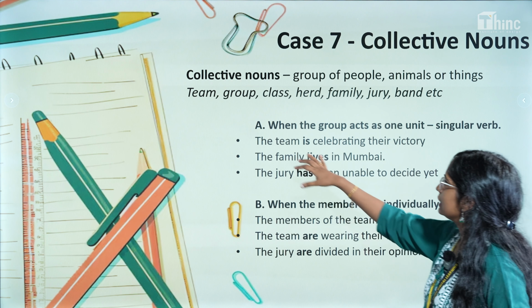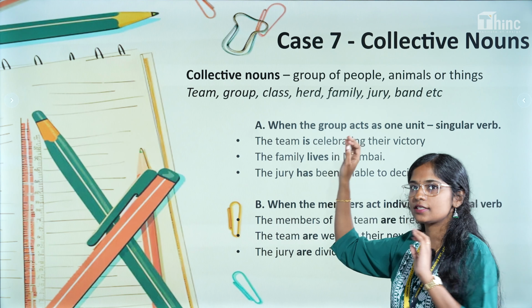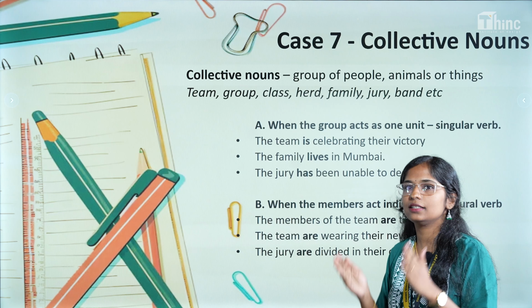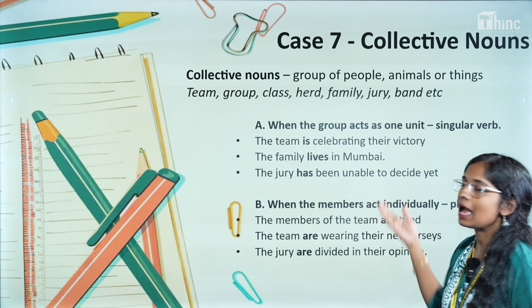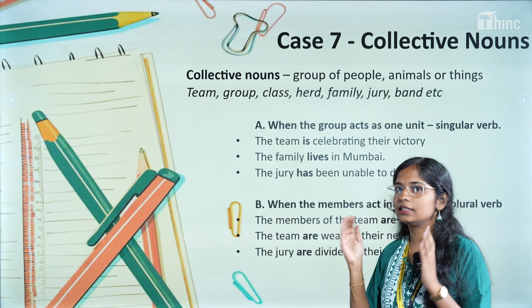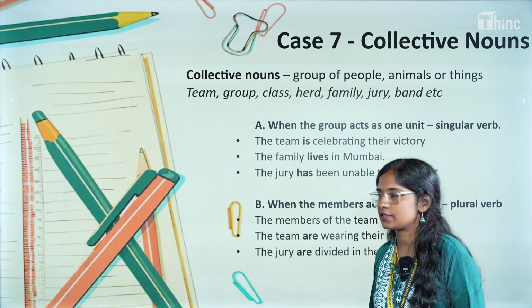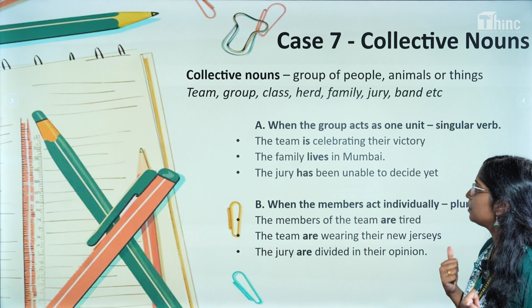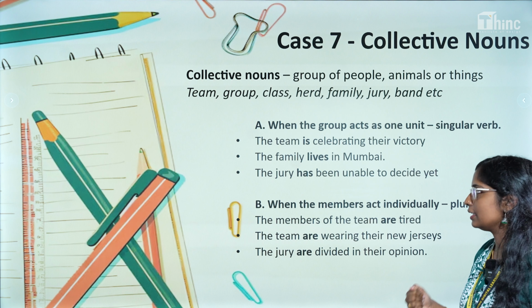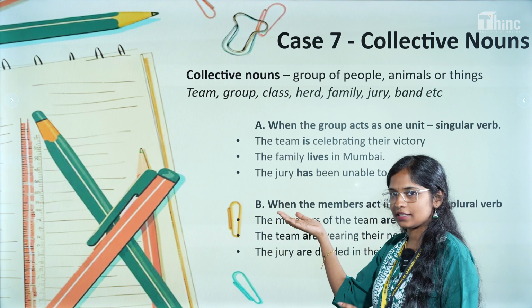For example, the team is celebrating their victory. Here, we consider this team as a single unit. The family lives in Mumbai. The family, single unit. So, therefore, we use a singular verb, lives. The jury has been unable to decide yet. Jury, collective noun, so we use has.